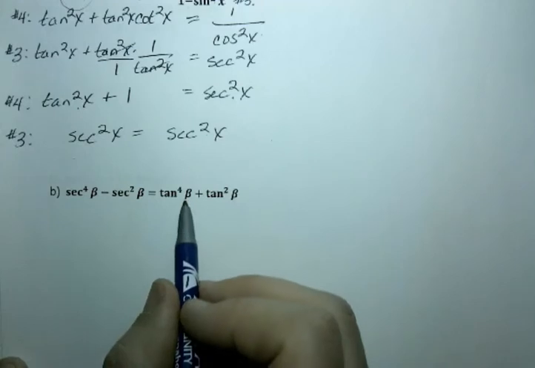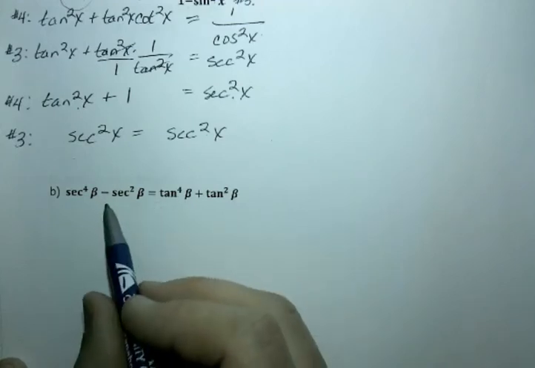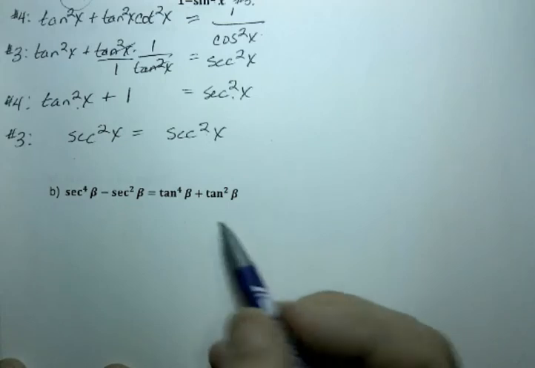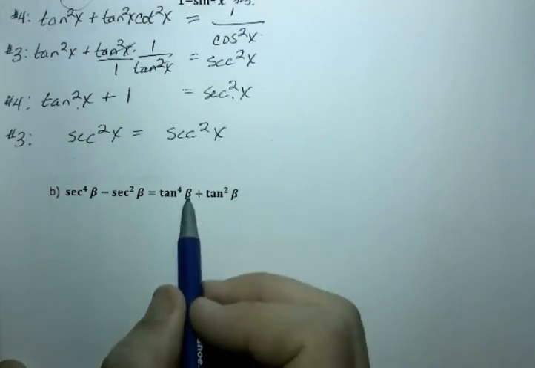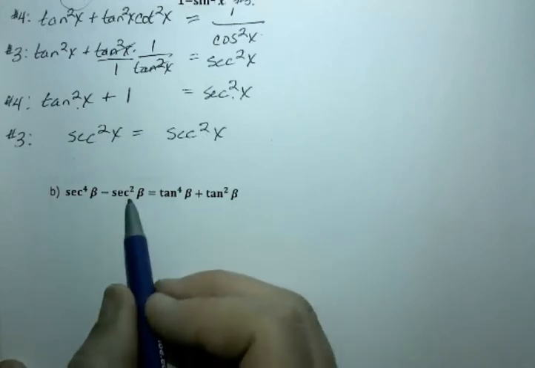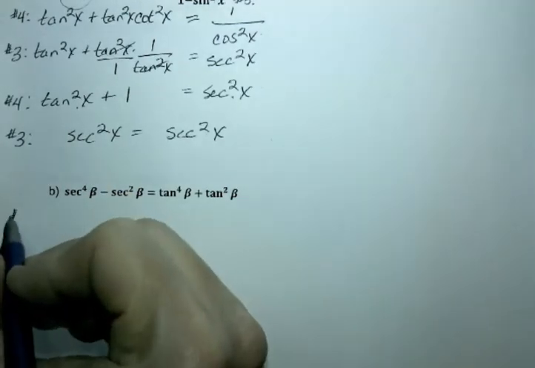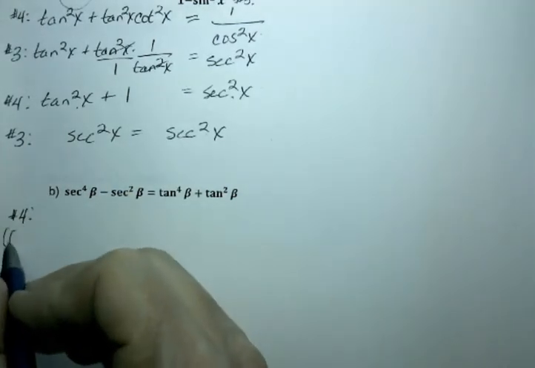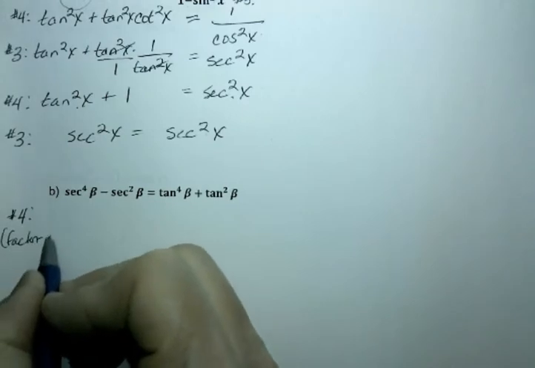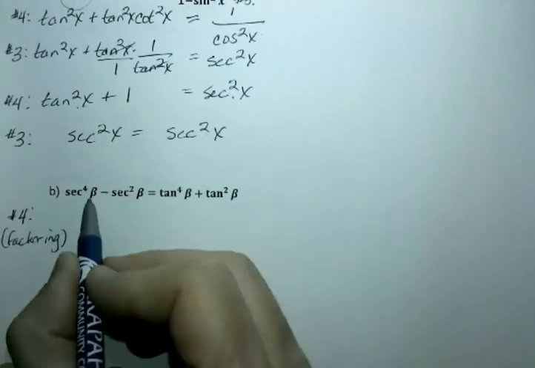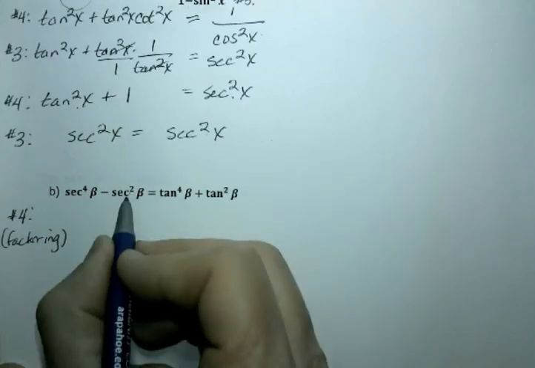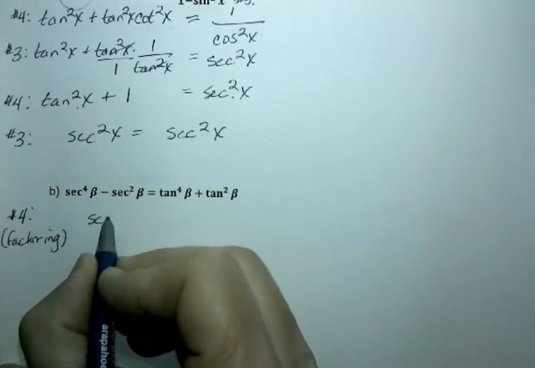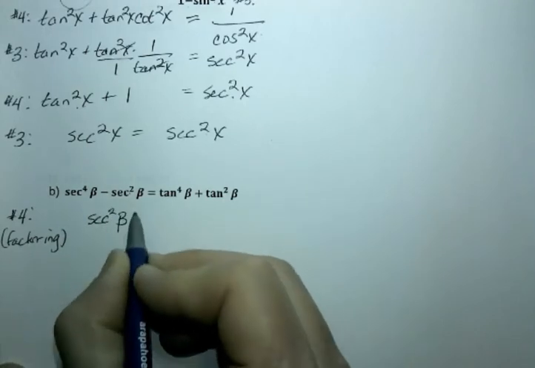One more identity. This one, we're going to use a slightly different version of strategy number 4. If you look at both sides of this one, both of them have multiple exponents of the same trig function. What that means is that we can factor these. So we're going to use strategy number 4, but what we're actually doing here is factoring. If we have a secant to the 4th and a secant squared, then what they have in common is secant squared. So I'm going to factor out secant squared of beta.